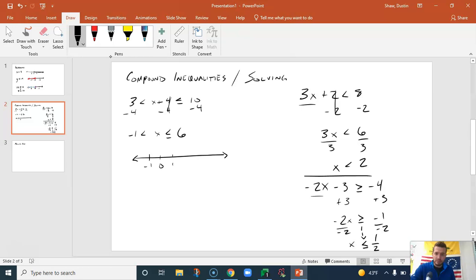So 0, 1, 2, 3, 4, 5, and 6. Okay, and I need to go ahead and draw this. So again, you see here, there's no equal bar, so this is going to be an open circle over here. And then over here, you see the equal bar, so it's going to be a closed circle over here. And now the best part about these types is that you just fill in what's inside.